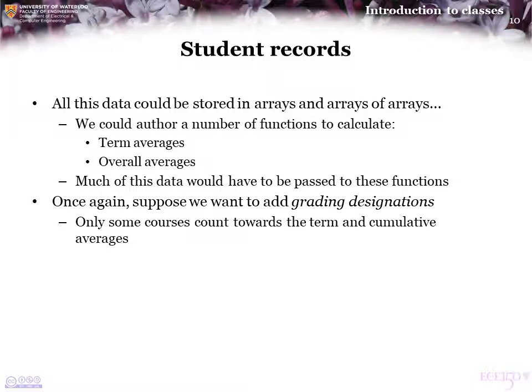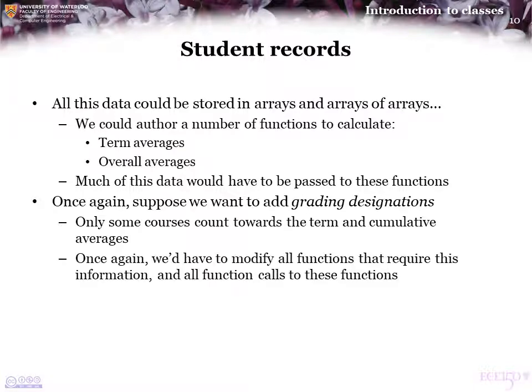And again, suppose after we've developed this code and written all these functions, suppose we want to add, after a few years, a grading designation. That is, only some of the courses taken in any one term actually count towards the term and cumulative averages. Once again, we'd have to modify every single function that would require this information, and all of these function calls would require equivalent changes, adding additional arguments that therefore have to be passed. That's going to be a lot of work.